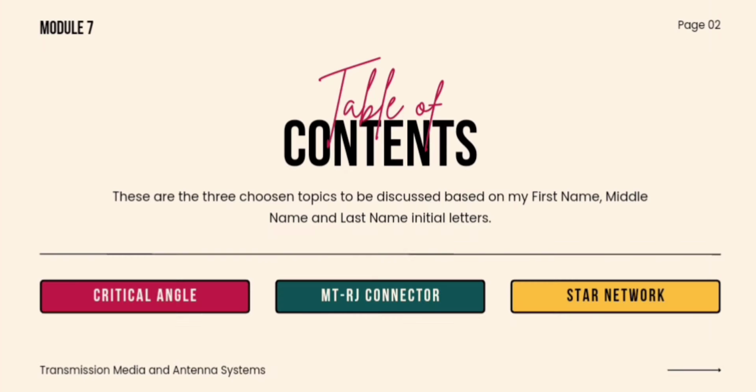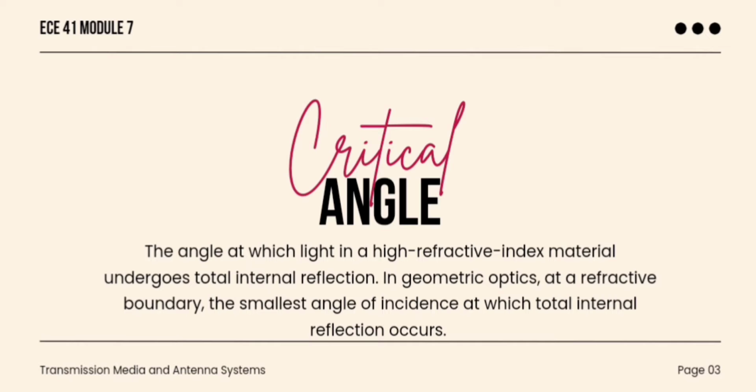Okay, so here are the terms. C for critical angle, M for MTRJ connector, and S for star network. First is the critical angle. So the angle at which light in a high refractive index material undergoes total internal reflection.